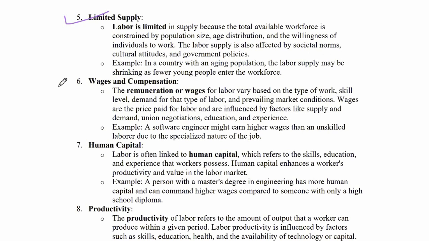Wages and compensation. The remuneration or wages for labor vary based on the type of work, skill level, demand for that type of labor, and prevailing market conditions. Wages are the price paid for labor and are influenced by factors like supply and demand, union negotiations, education, and experience. For example, a software engineer might earn higher wages than an unskilled laborer due to the specialized nature of the job.